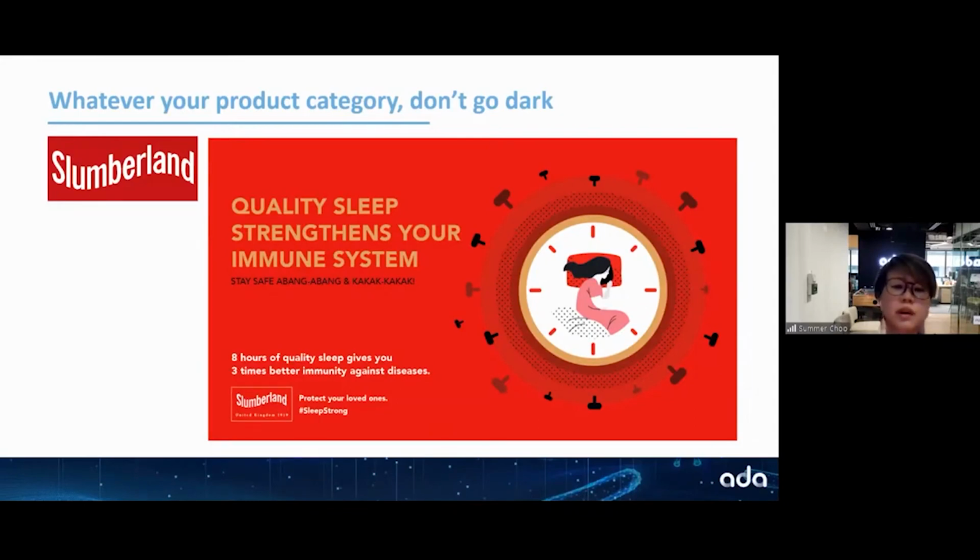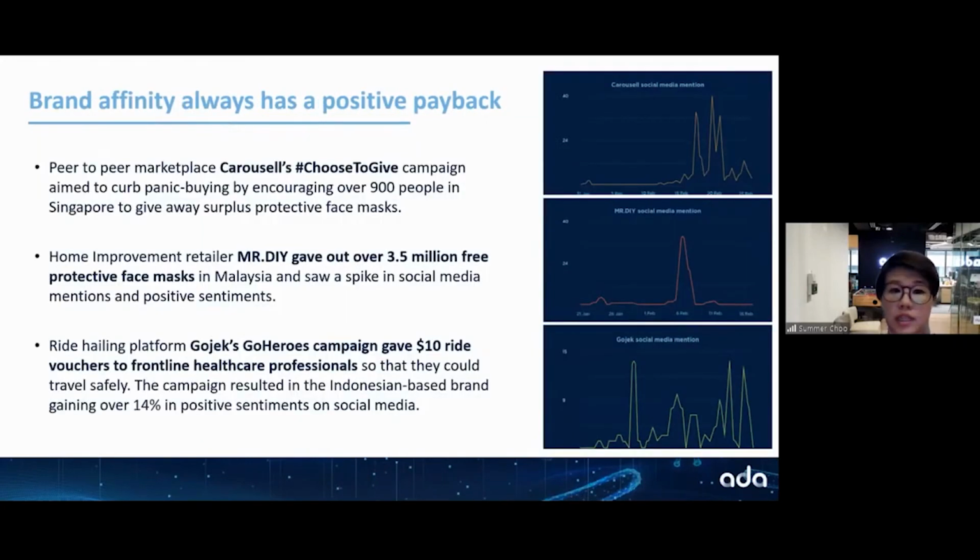And instead of talking about product USPs like what Slumberland used to do, they decided to twist it a little bit and talk about how 8 hours of quality sleep gives you 3 times better immunity against diseases. Protect your loved ones. The moment we add in an element of humanity inside your messaging, it really changes the whole ballgame entirely. And these are some brands that have also done it.